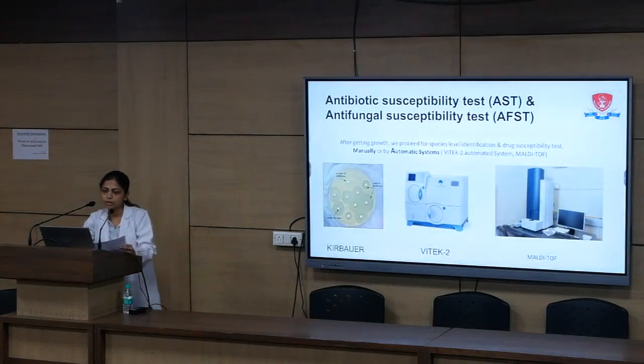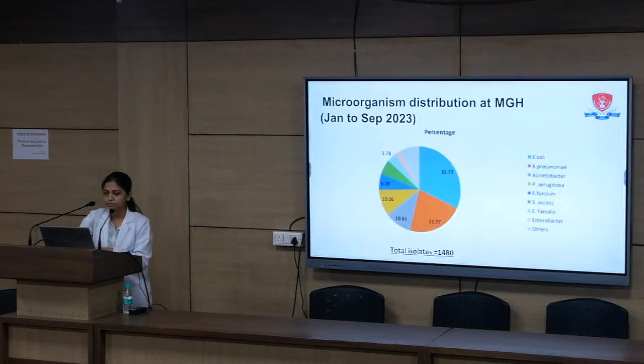Then comes the second part, AST or antibiotic susceptibility testing. After we get the growth, we proceed for species level identification and drug susceptibility testing, which we can do manually by using Kirby-Bauer or by automated systems like Vitek2 and MALDI-TOF. These are based on different principles to identify the drug concentration at which those drugs will act on the organism. Vitek2 gives us the identification as well as the sensitivity pattern.